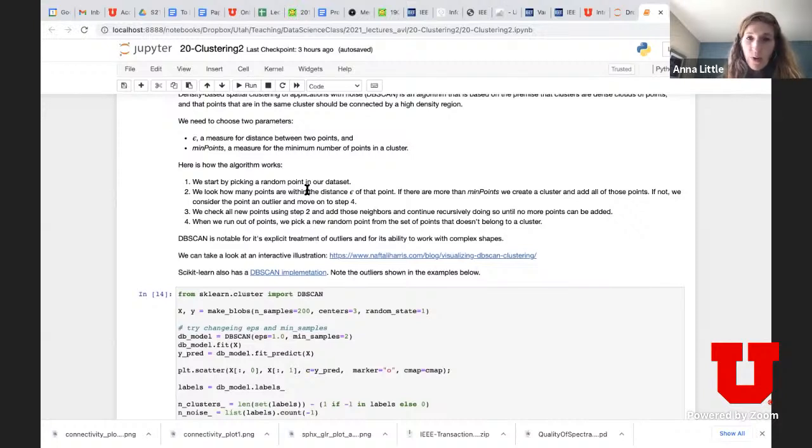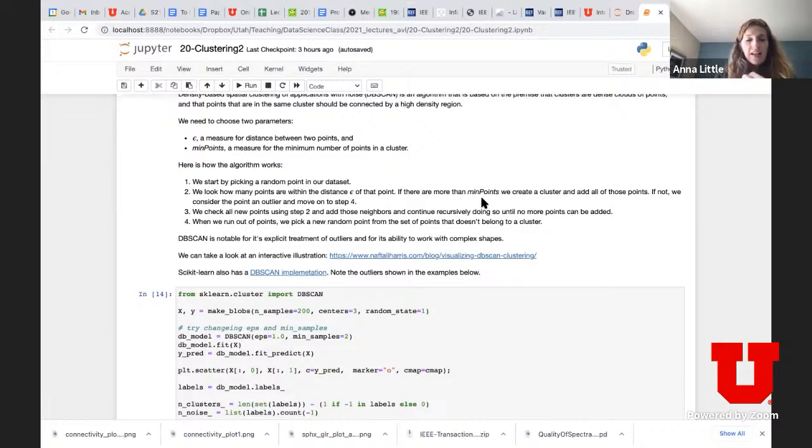So here is the procedure. Start by picking a random point in the data set, and then look at how many points are within epsilon distance of that base point that you picked. And if there are more than min points number of points inside that ball of radius epsilon around the point you picked, then you don't consider that point to be an outlier. You consider it to be a cluster point, and you add the points in that little ball around it to a cluster containing the base point.